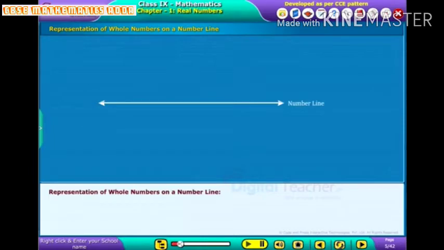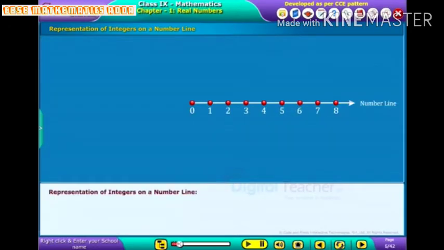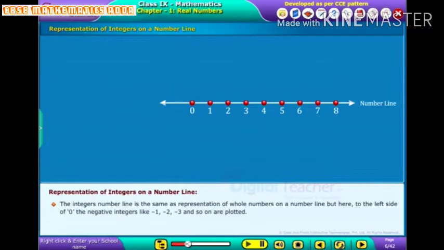Representation of whole numbers on a number line. To represent whole numbers on a number line, initially mark the point 0 on the line. Then, by setting equal distances to the right side of 0, we plot numbers like 1, 2, 3 and so on. Representation of integers on a number line. The integers number line is the same as the representation of whole numbers on a number line, but here, to the left side of 0, the negative integers like -1, -2, -3 and so on are plotted.